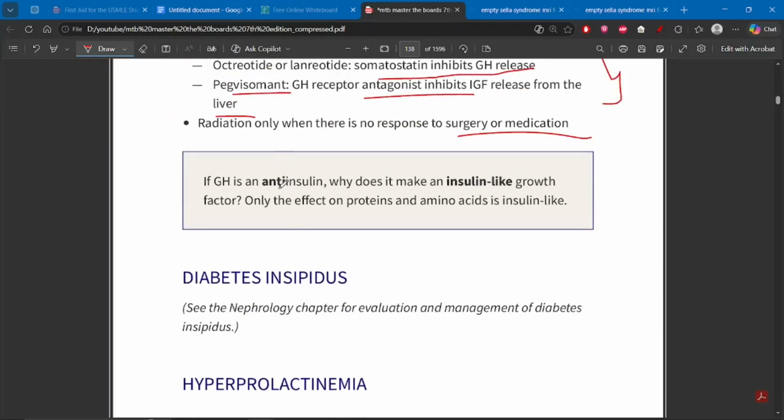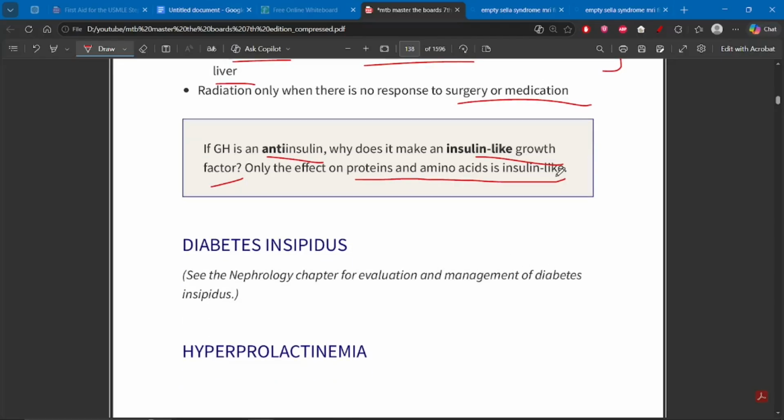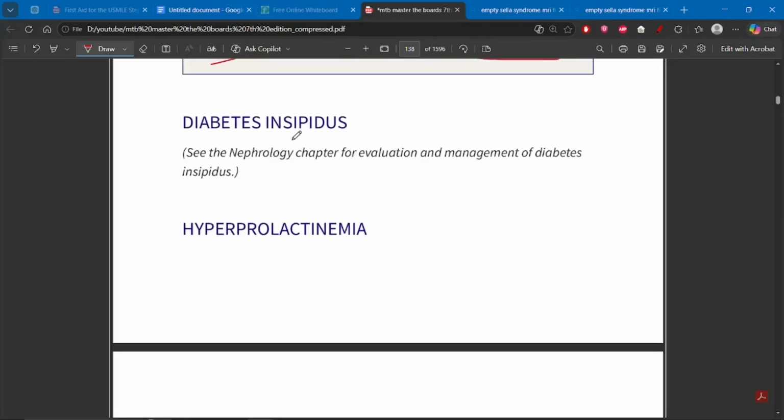So if GH is anti-insulin, why does it make insulin-like growth factor? Only the effect on protein and amino acids is insulin-like. This might confuse some students: if GH is a diabetogenic hormone, why does it make insulin-like growth factor? It's only named so because of its effect on proteins and amino acids. Its effect is anabolic, just like insulin is anabolic. Diabetes insipidus is discussed in the nephrology chapter.